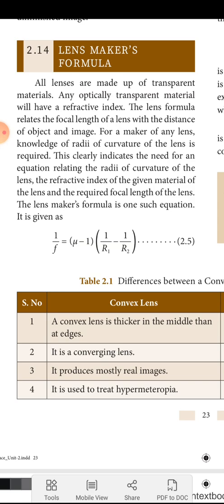Lens maker's formula. Lens makers will have a different formula to find the focal length of a lens they are preparing, because the lens is a transparent medium, it will have a refractive index, and it is cut from two spherical surfaces merged. The spheres will have the radii r1 and r2. Relating all those things, the focal length is given by 1 by f is equal to mu minus 1, within a bracket, 1 by r1 minus 1 by r2.